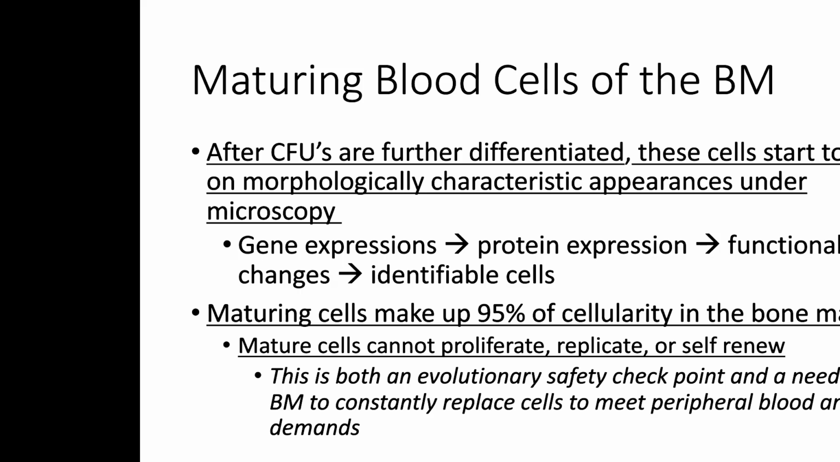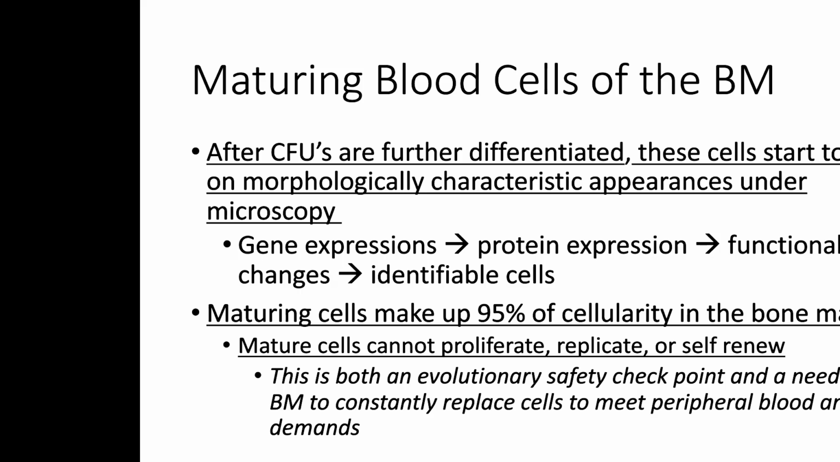As those colony forming units continue to develop, they start to take on more morphological changes that we could see. What's happening here is that it's going through different gene expressions as it continues to develop, which are induced by those different cytokines. Once those gene expressions are active, that causes protein expression. When protein expression occurs, that causes functional changes, which eventually lead to identifiable cells that we can actually tell apart now.